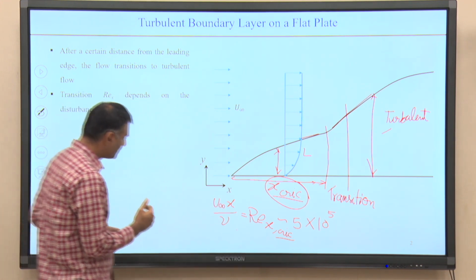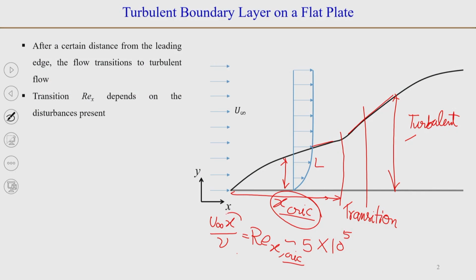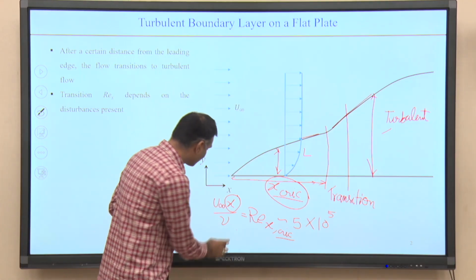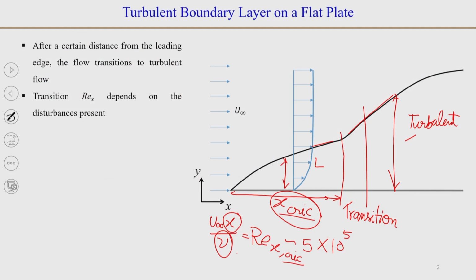And from this you could calculate the value of x, for a given value of u infinity, at which the flow of a particular fluid changes. So, the fluid property will come in nu. So, for a particular flow at a particular fluid velocity u infinity, what is the length at which the boundary layer will become turbulent or will not remain laminar anymore.